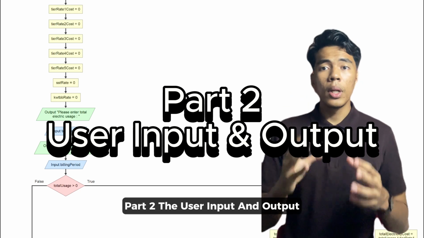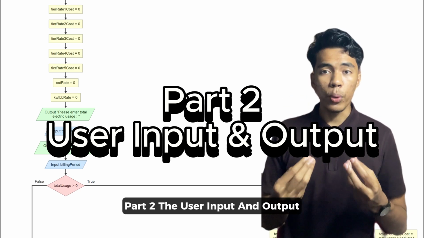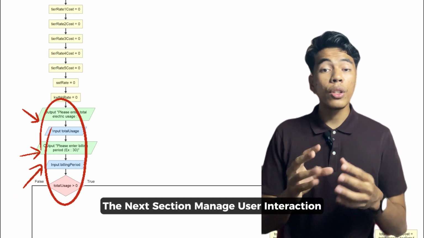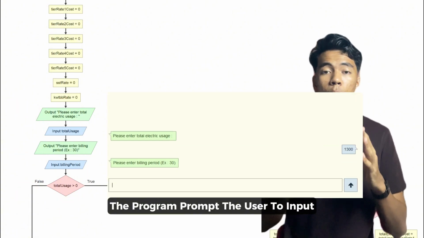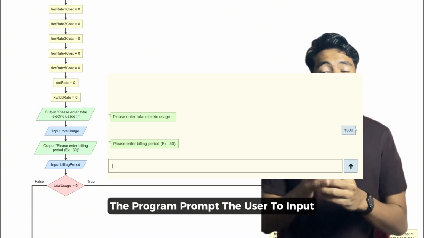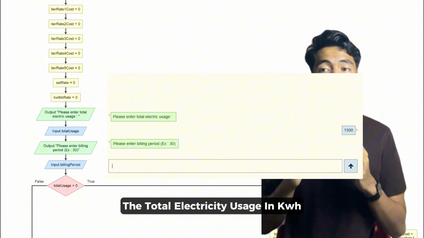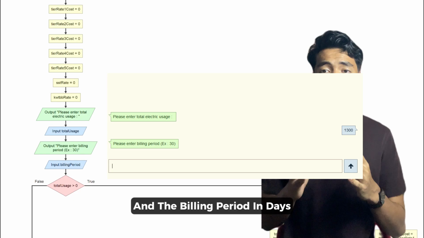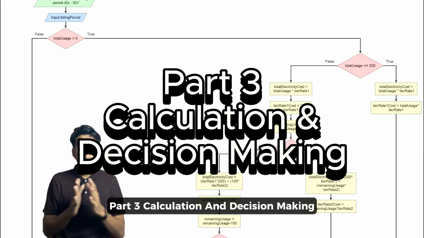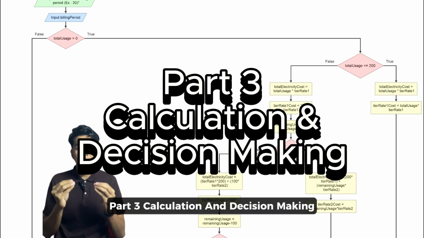Part 2. The user input and output. The next section manages user interaction. The program prompts the user to input their total electricity usage in kWh and the billing period in days. Part 3. Calculation and decision making.